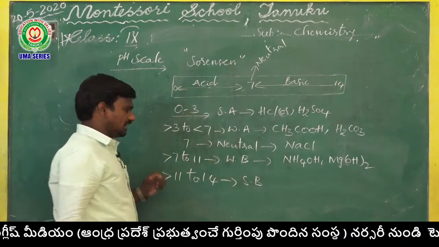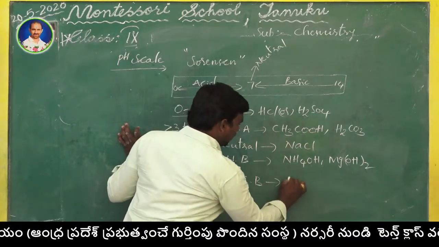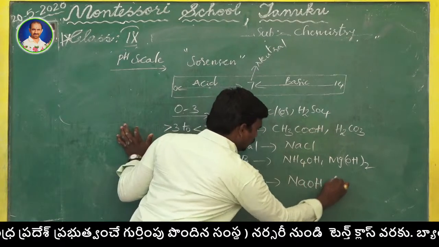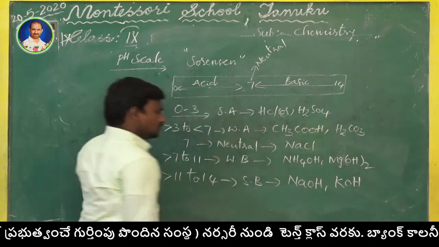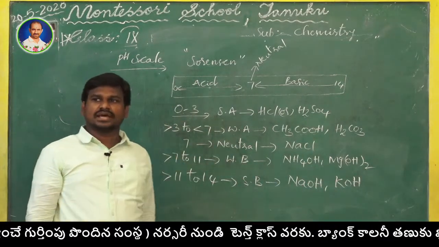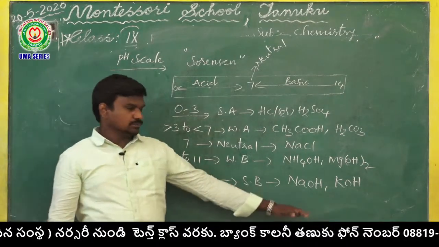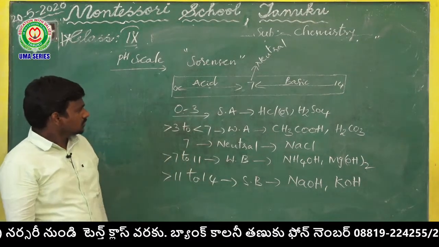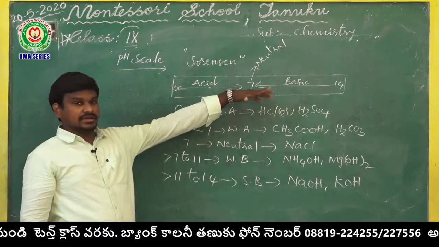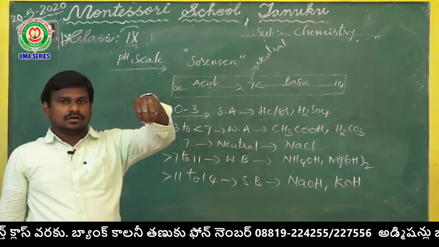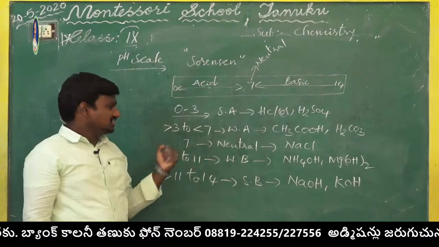And next, strong base. Strong base means NaOH and KOH. NaOH means sodium hydroxide. KOH means potassium hydroxide. These are the examples for strong base. So from this scale, we will ask some questions about the pH ranges.